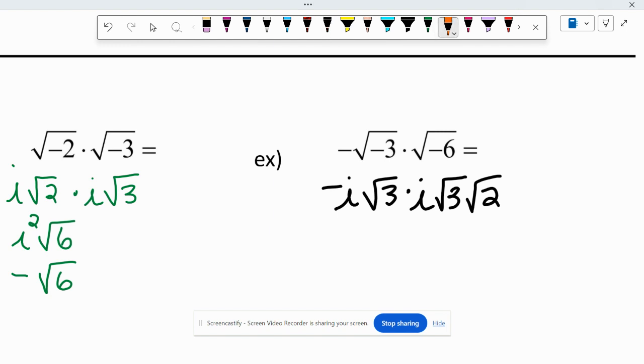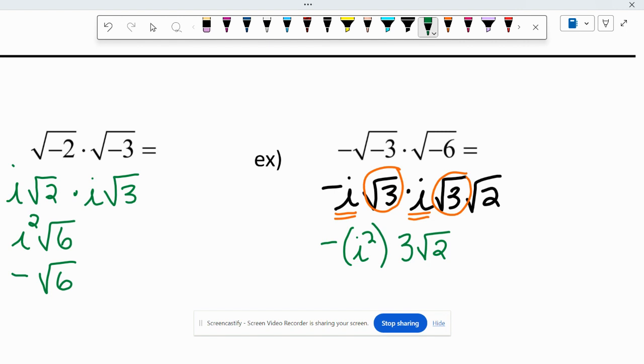But I know that if I have the same exact term inside the radical, what happens to the radical? What is the square root of 3 times the square root of 3? The radical disappears. It's just 3. So i times i is i squared. So I have negative times i squared. And the square root of 3 times the square root of 3, I heard some of you say is the square root of 9, but it's also just 3, times the square root of 2.